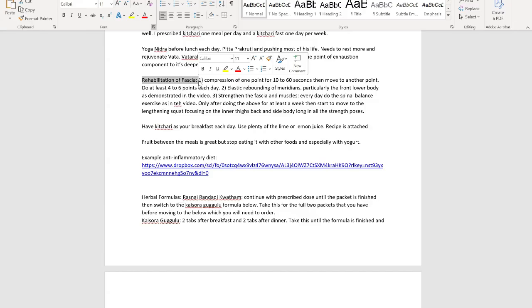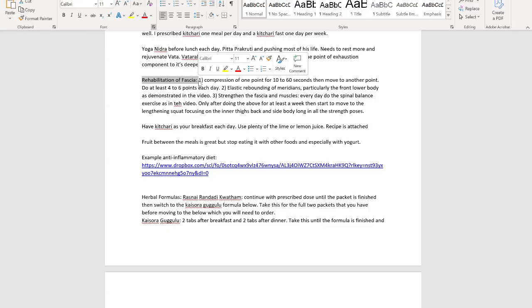It's deep, slow, long hold compressions where we push all the blood circulation out of the microchannels through very long, deep holds, and then a release of that to bring blood back in. And the combination of that with these elastic, gentle, pulsing movements. And that's what rehabilitates the fascia most from a movement perspective.